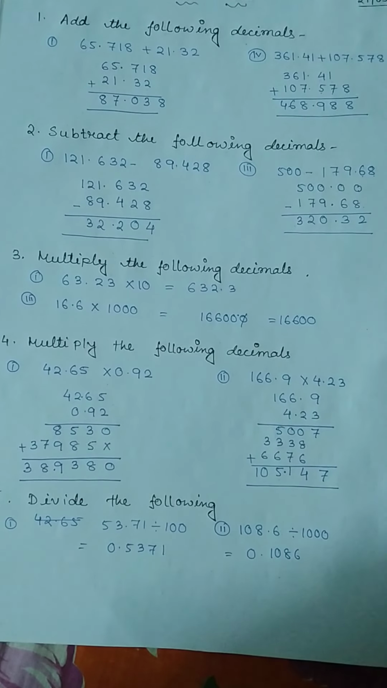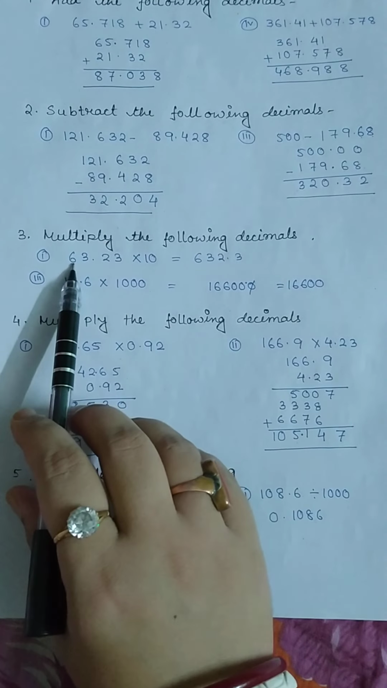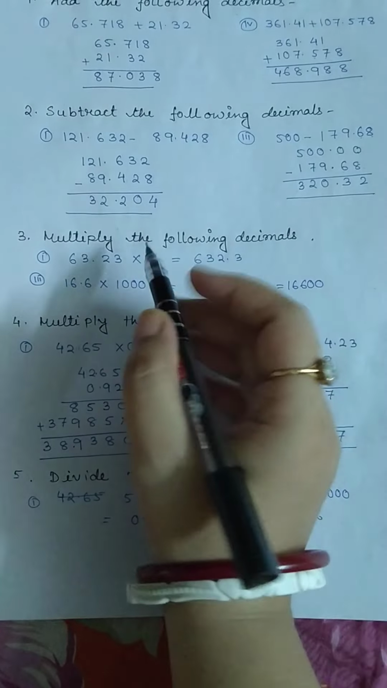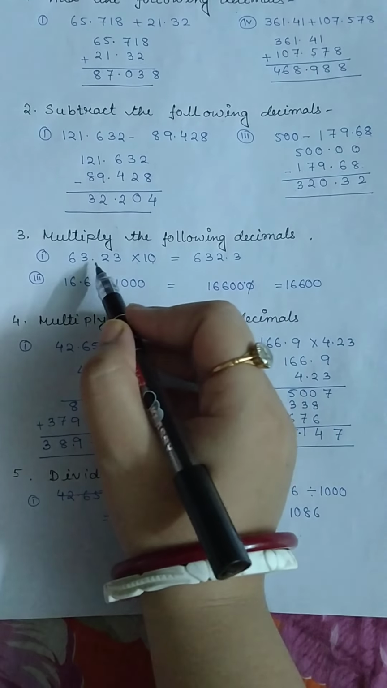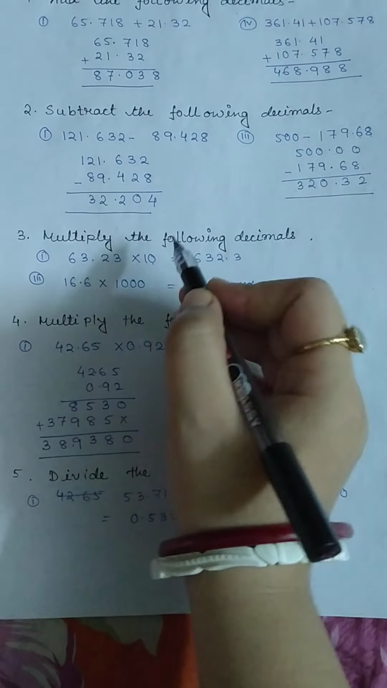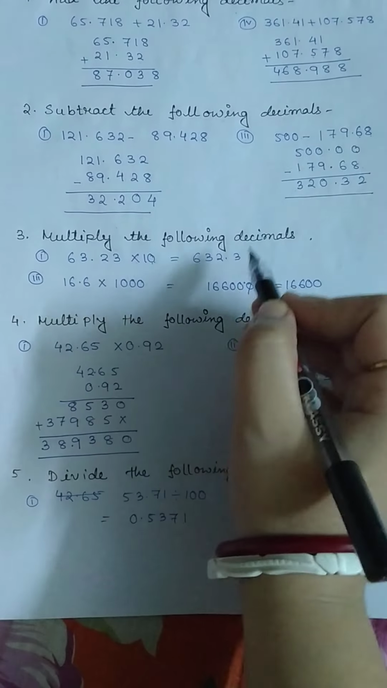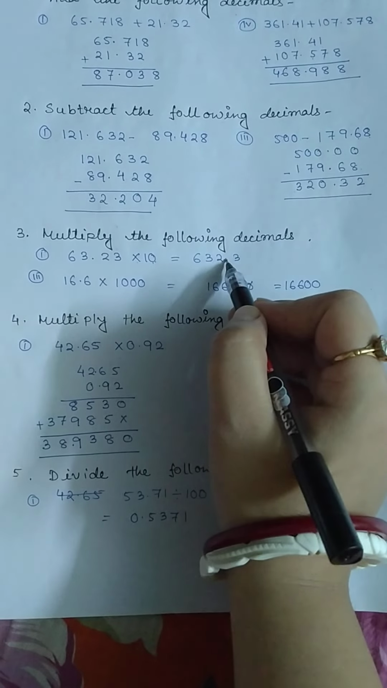Next, multiply the following decimals. Now this thing you have to understand. It is given 63.23 into 10. As you are multiplying by 10, which has one 0, the decimal point will be shifted right side 1 place. So I have done it. On the right side I have shifted the decimal point 1 place.